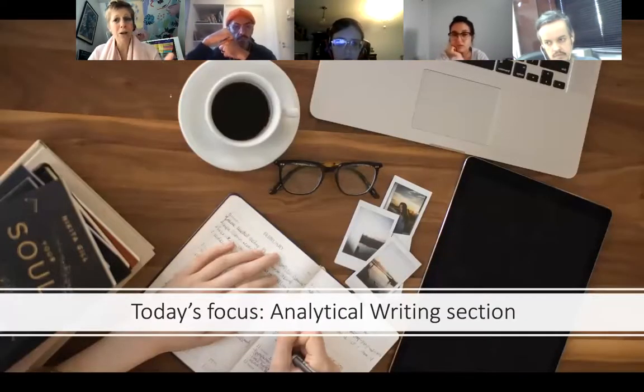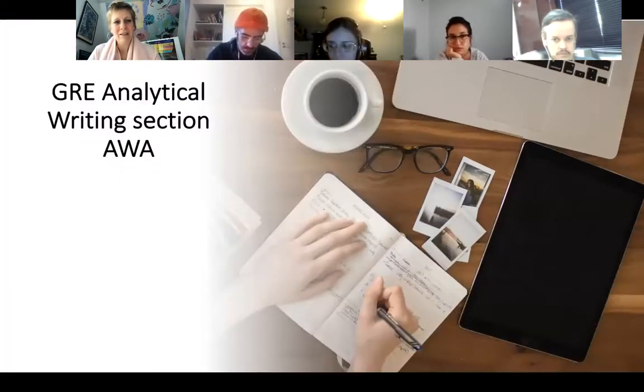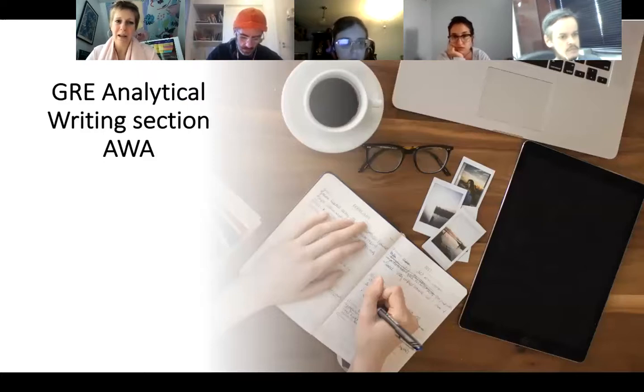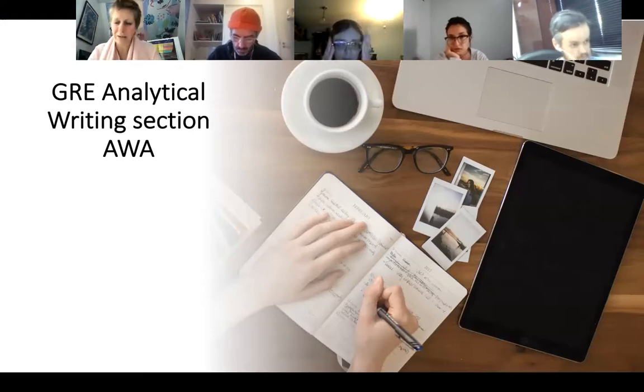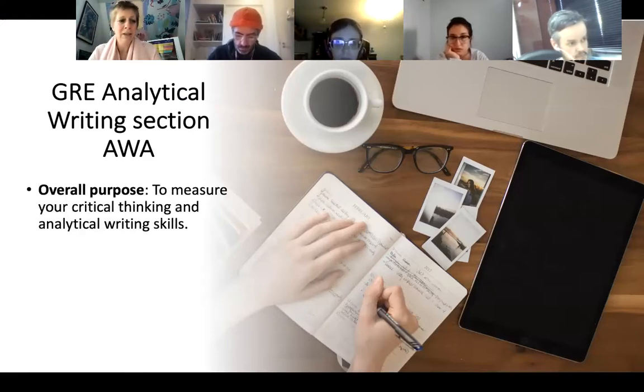All right, so today we're going to focus on the analytical writing section. You might sometimes hear it called the AWA, which means the Analytical Writing Assessment. Okay, you might hear me say that. You might see that when you're looking at different texts. All right, so the overall purpose is to measure your critical thinking and your analytical writing skills, like we said.